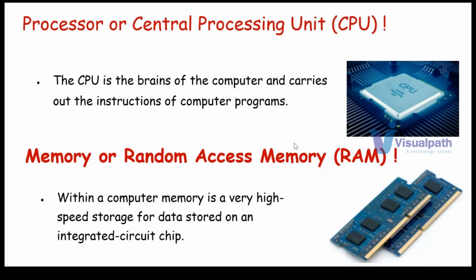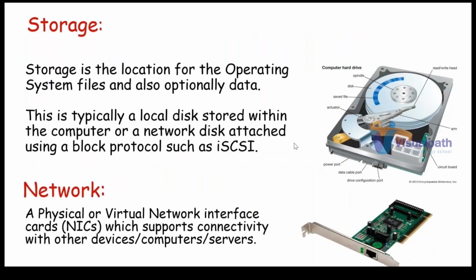Okay. And coming to the memory, as we all know, within a computer, memory is a very high speed storage for data stored on the integrated circuit chip. RAMs come in different quantities, starting from 1 GB to almost 1 terabyte of memory. So depending upon the user's requirement, the memory changes here.